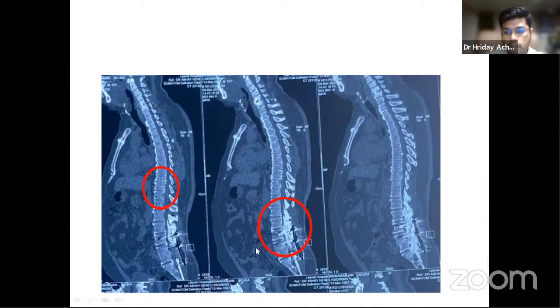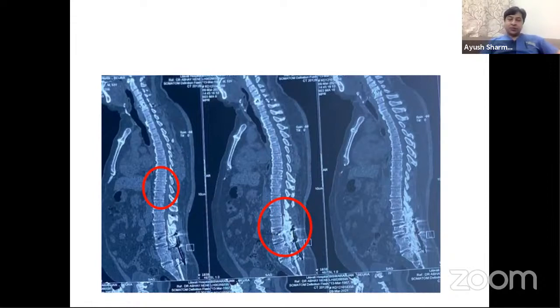So you have to consider this. Another thing that we need to do, not just the level where there was an OPLL in the upper disc, but also the junctional level. Yeah, I agree. It is all the three.